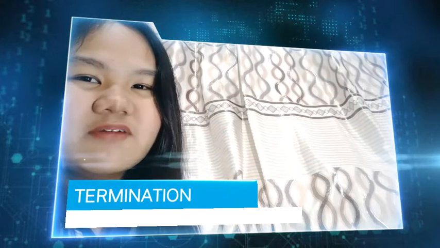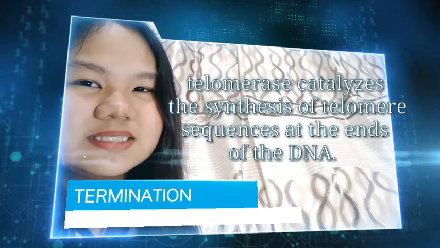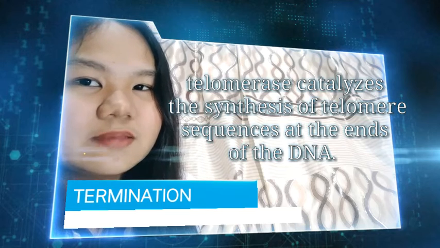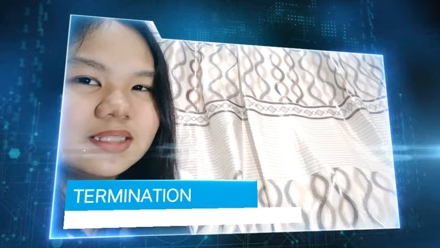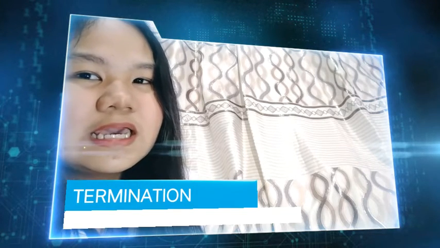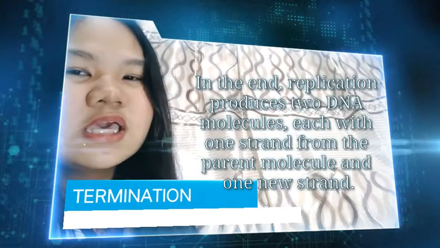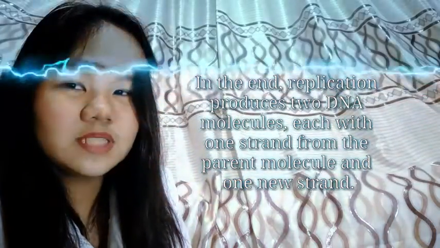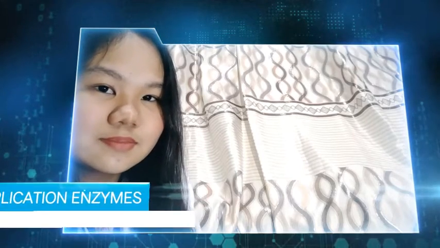A special type of DNA polymerase enzyme called telomerase catalyzes the synthesis of telomere sequences at the end of the DNA. Once completed, the parent strand and its complementary DNA strand coil into the familiar double helix shape. In the end, replication produces 2 DNA molecules, each with one strand from the parent molecule and one new strand. DNA replication would not occur without enzymes that catalyze various steps in the process.